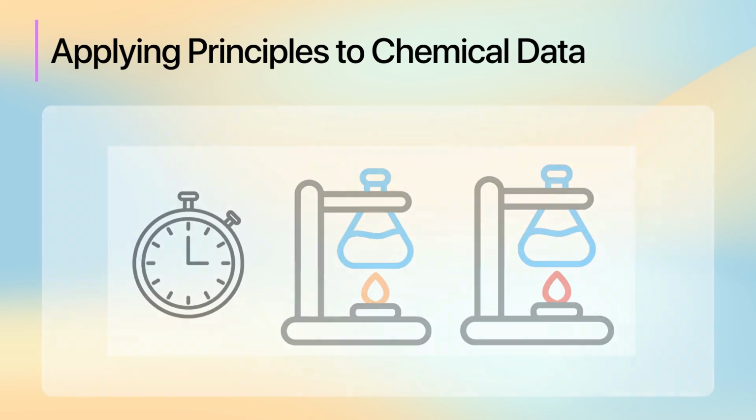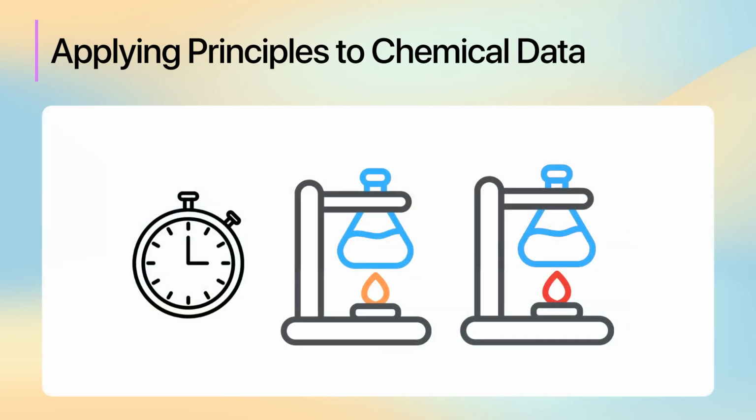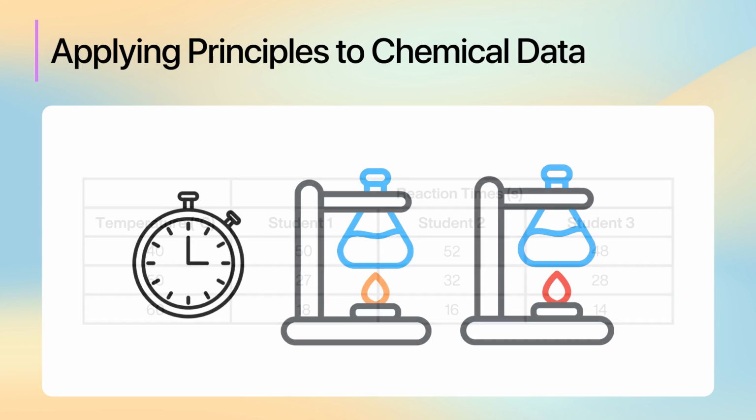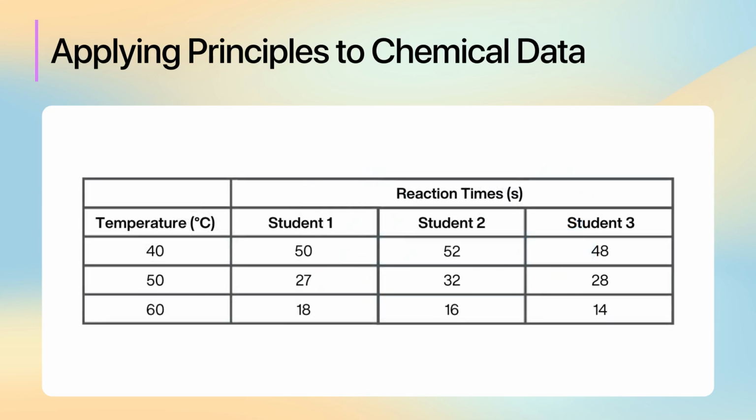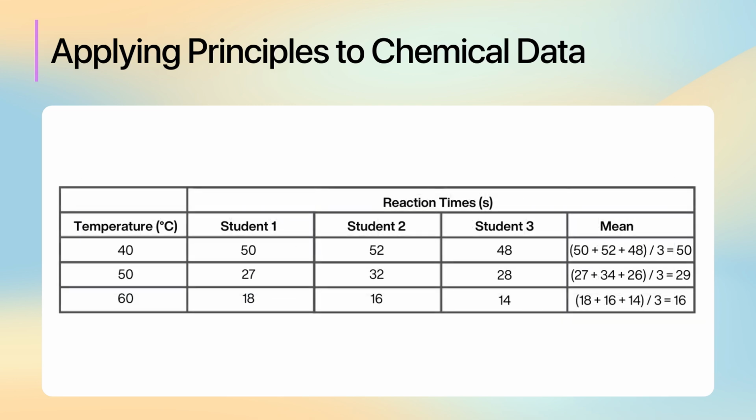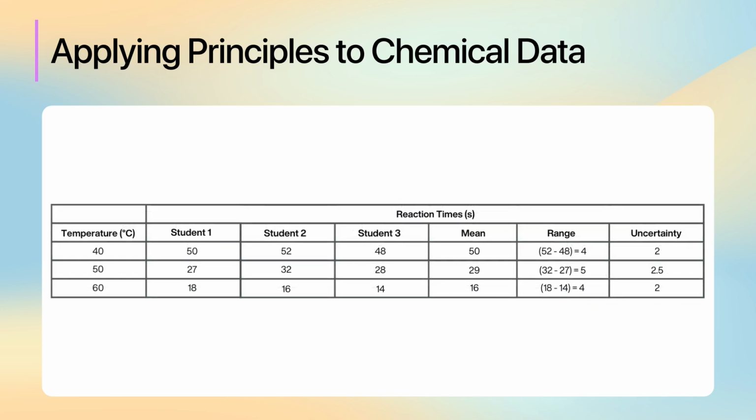Suppose we have an experiment where we measure the time taken for a reaction at different temperatures. You and 2 other friends conduct the experiment and you collate the results. Suppose your results were as follows. We can calculate the mean for each of the temperatures as shown. We can calculate the uncertainty for each measurement as we did before by calculating half the range.